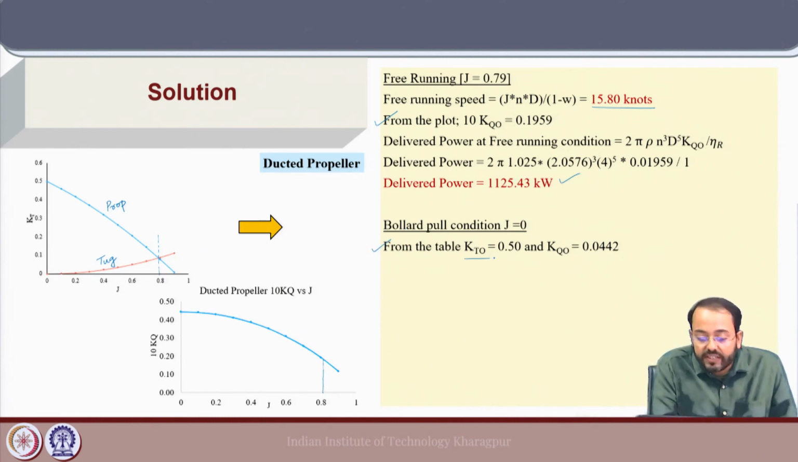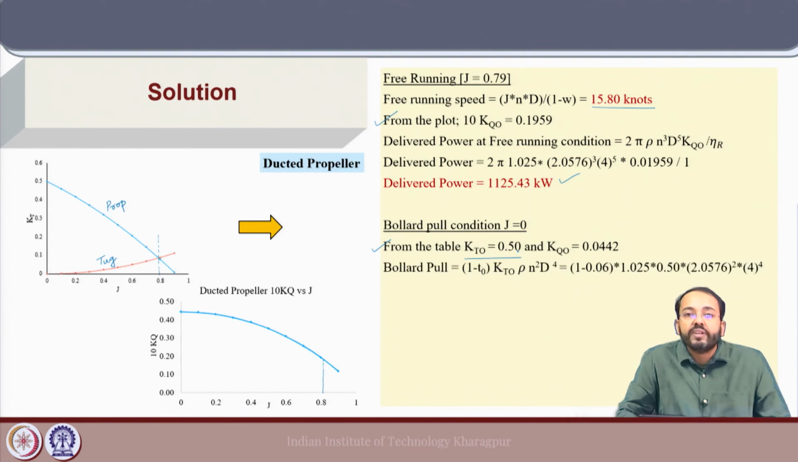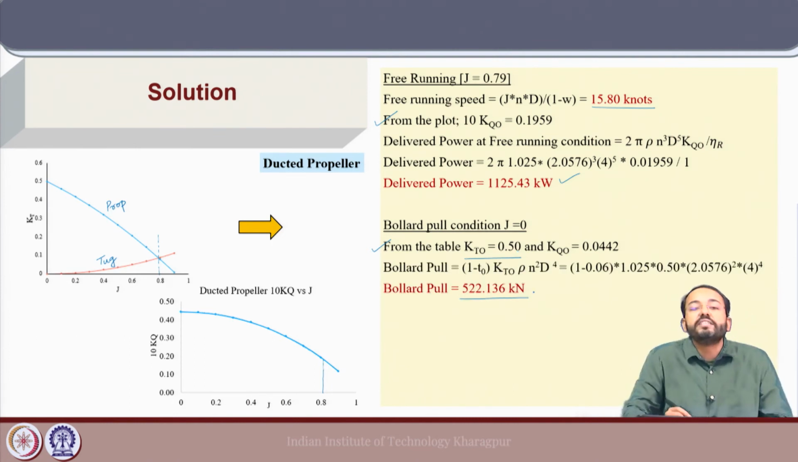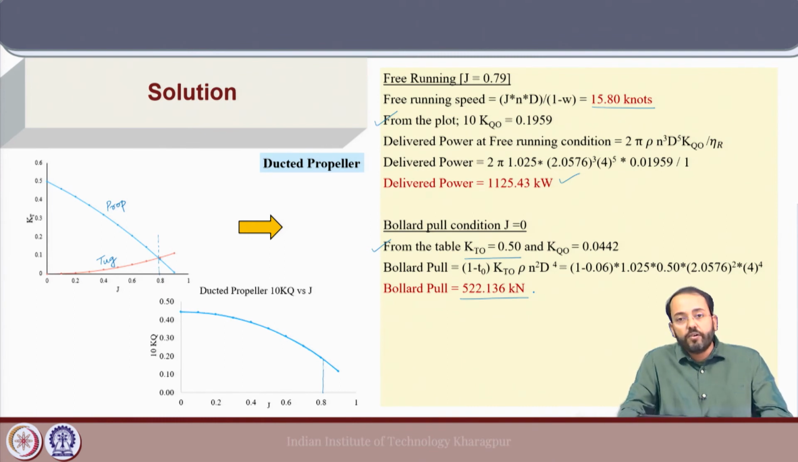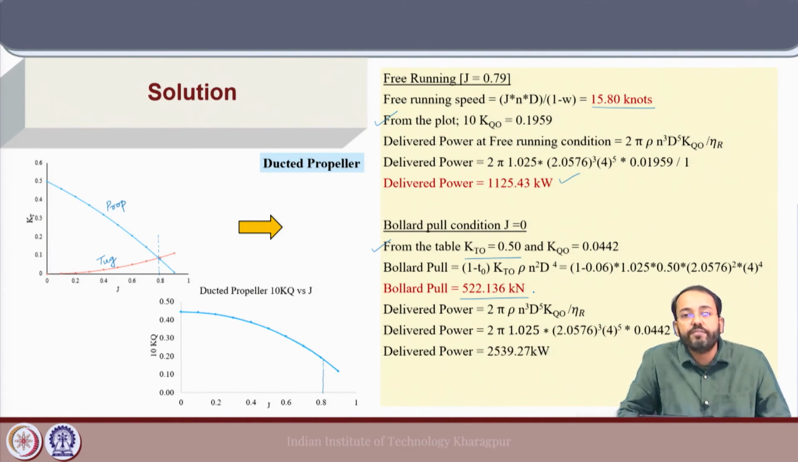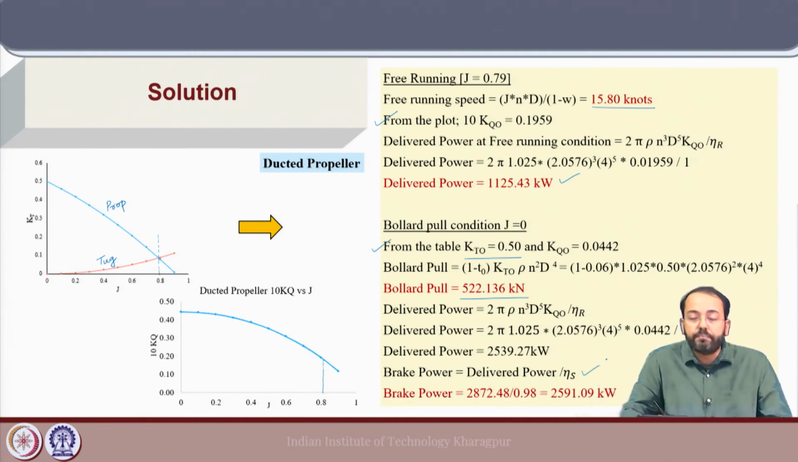Now, if we go to the Bollard pull condition, in a similar way for the ducted propeller, the Bollard pull condition has a much higher propeller thrust, and we use that thrust to calculate the Bollard pull, which is much higher as compared to the open propeller. Now, using the same expressions we can calculate the delivered power in the Bollard pull condition, and from the delivered power we can finally calculate the brake power in the Bollard pull condition.